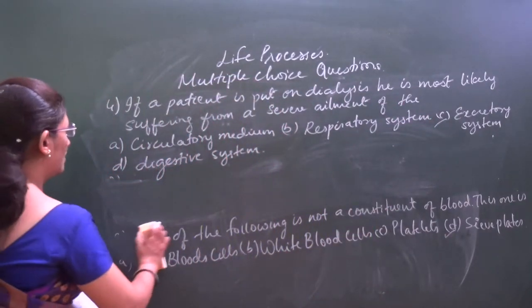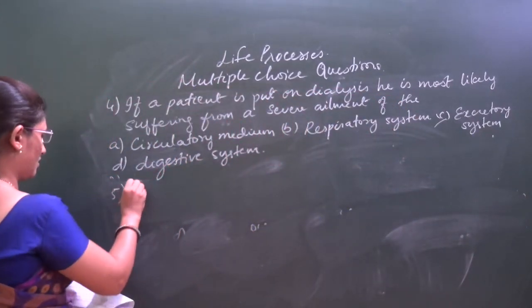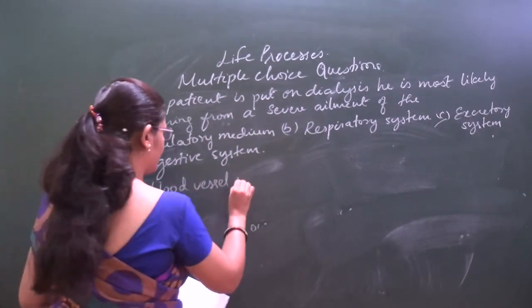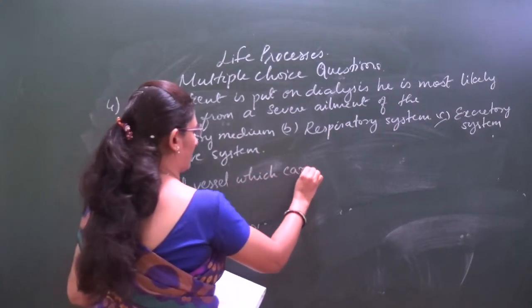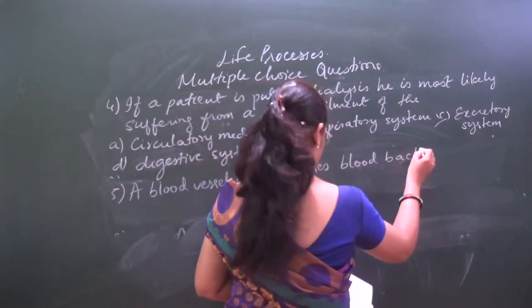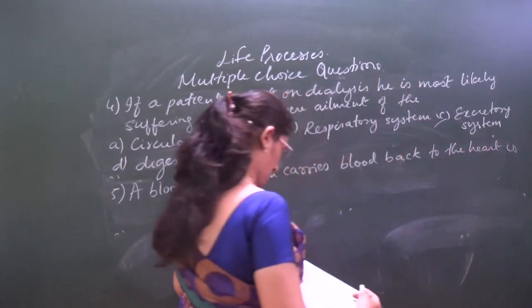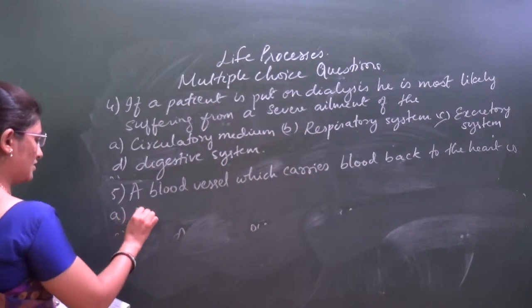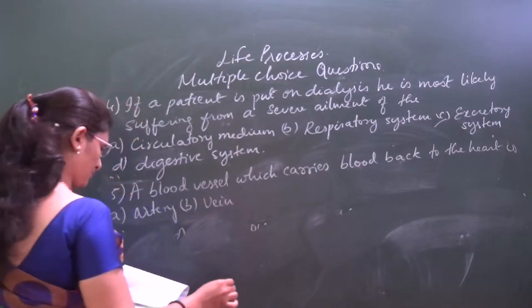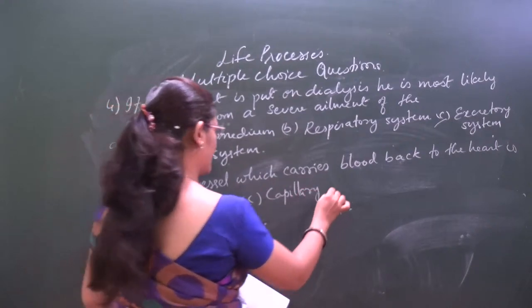The next question we come to, that is the fifth question. A blood vessel which carries blood back to the heart is: options given are artery, the second option is vein, option C is capillary, and option D is platelet.